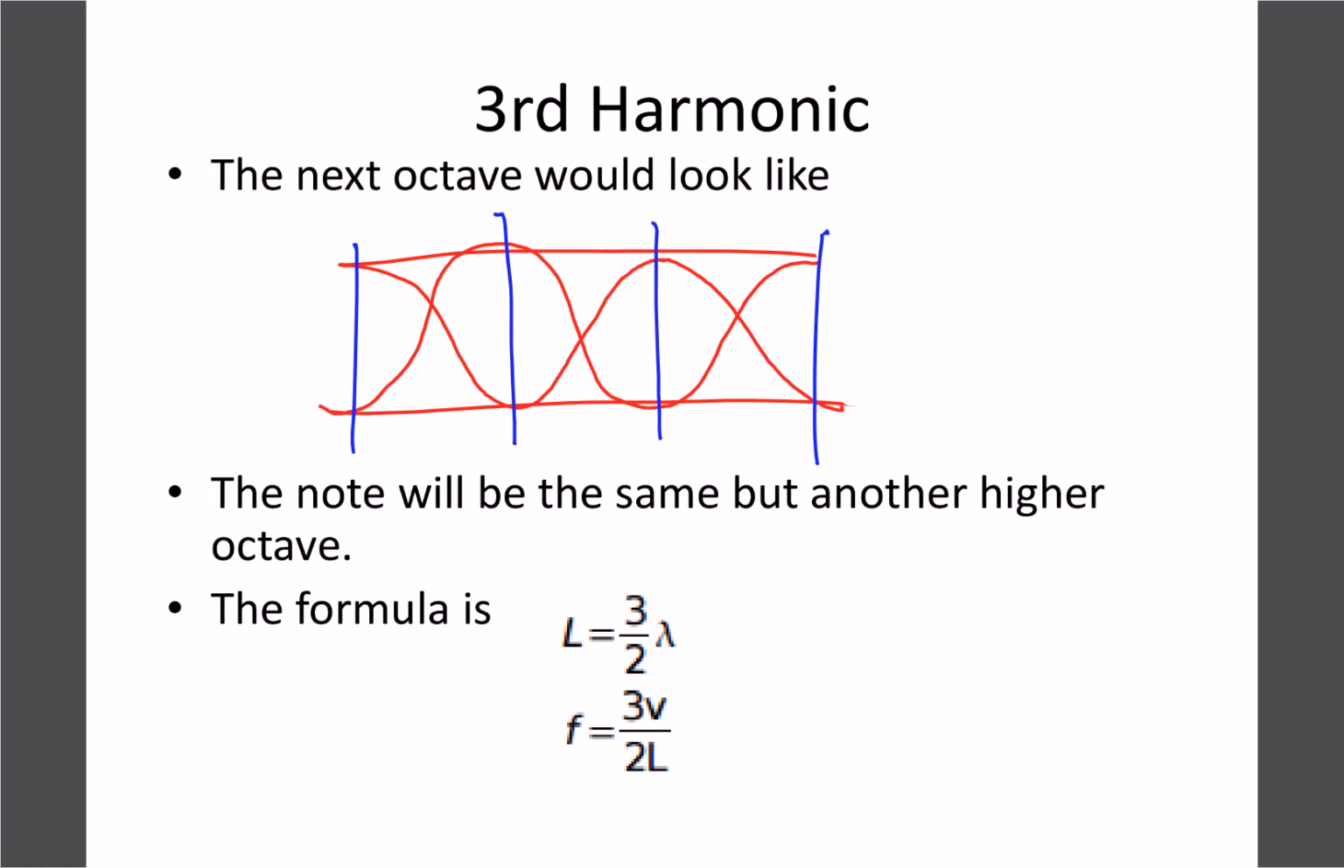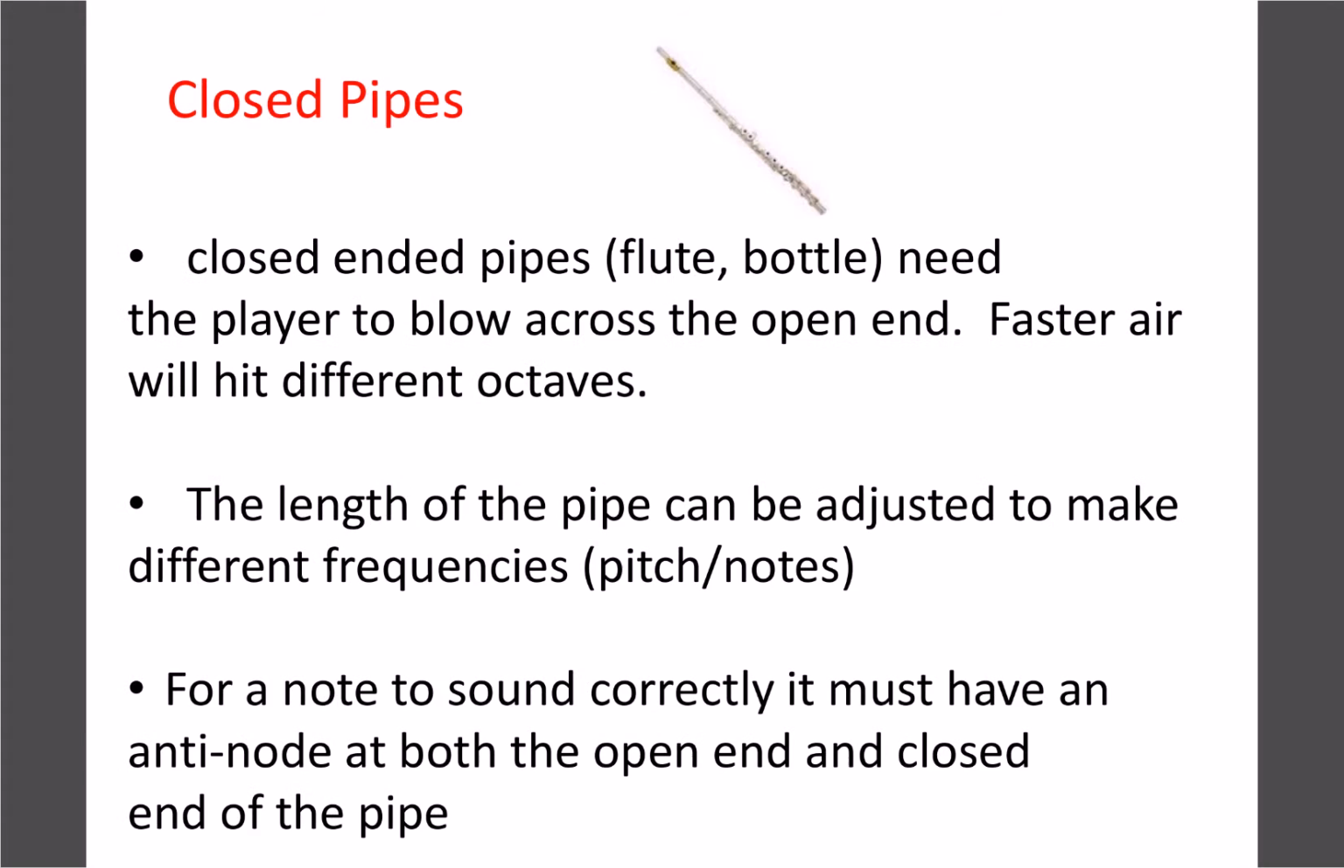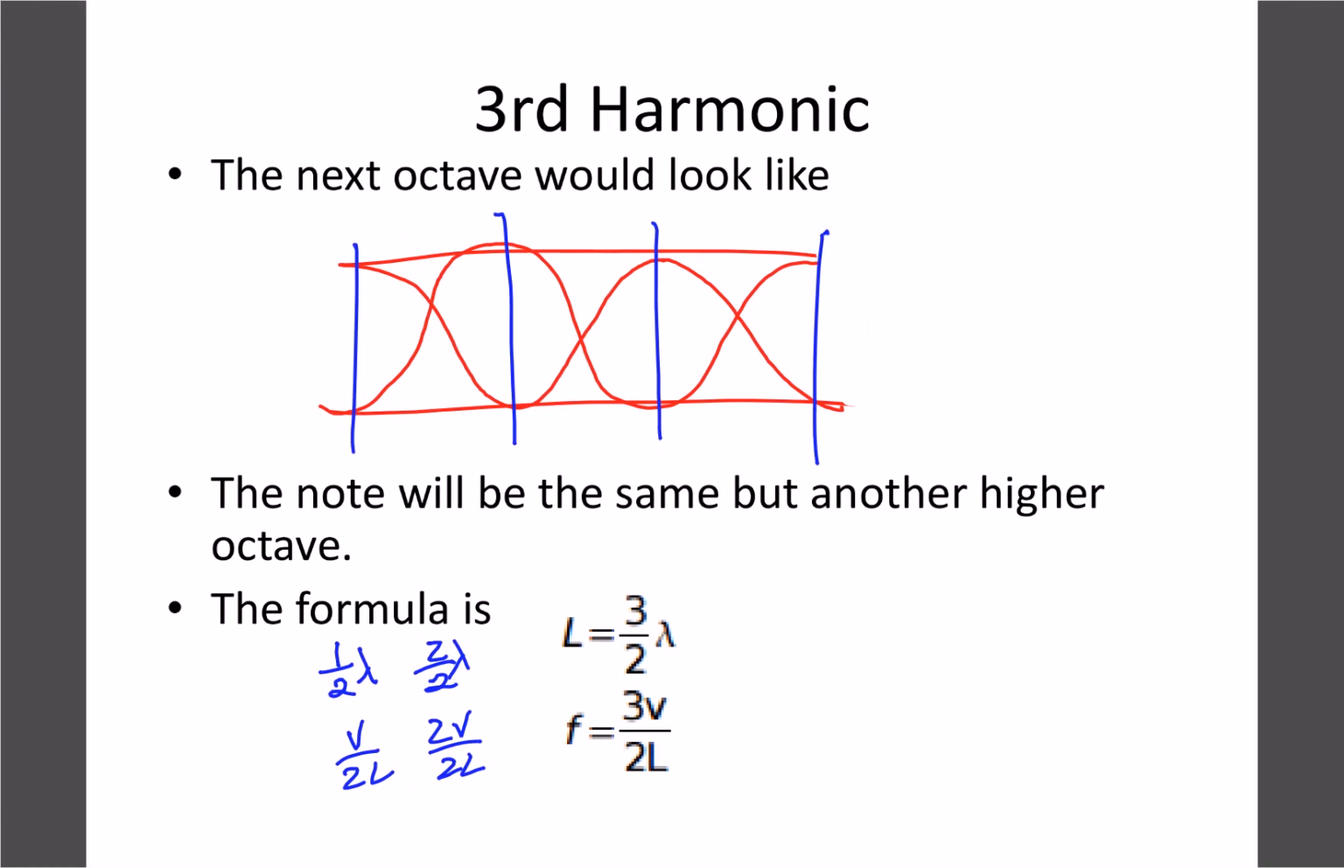So we got 3 halves of a wavelength, and because it's an open pipe, all we're basically doing again is changing our tops. Remember, our first one was 1/2 wavelength, and our second harmonic was 2 over 2. So now you can see our third is 3 over 2. And it was the same thing for our frequency. We had V over 2L for our first, 2V over 2L for our second, and now 3V over 2L for the third. We can follow that pattern to fourth harmonic, fifth harmonic, and so on, as many as we want.